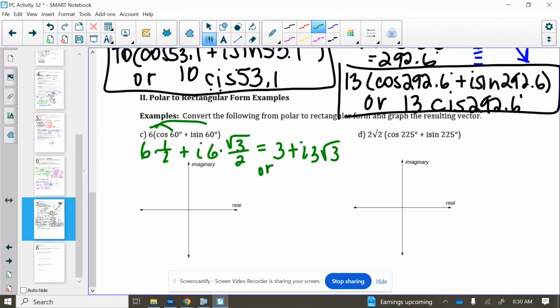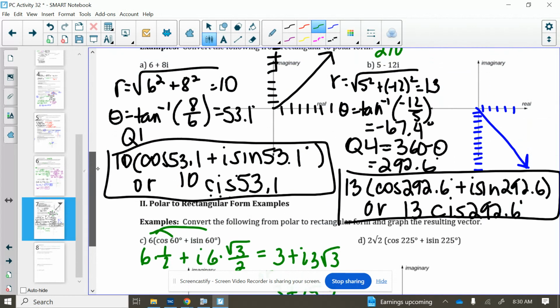Or if you want to think about it in the form of decimals, this would end up being 5.2i. So we kind of know what we're moving right and or left each time.